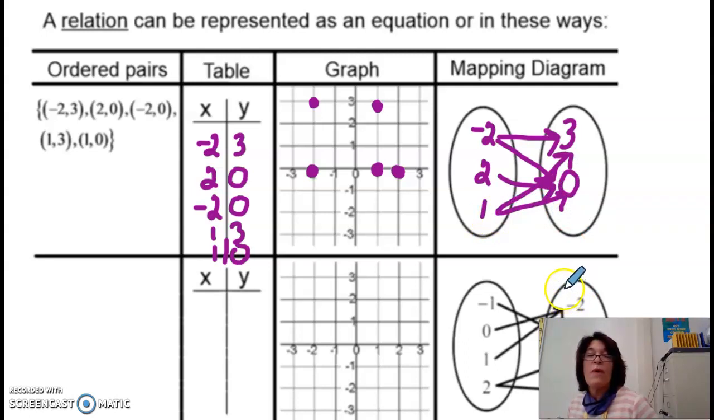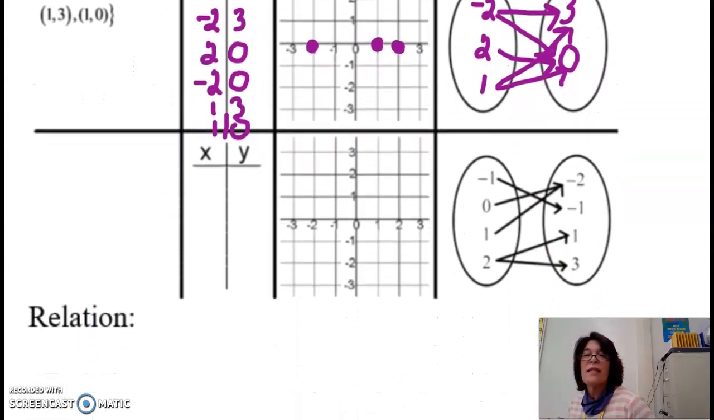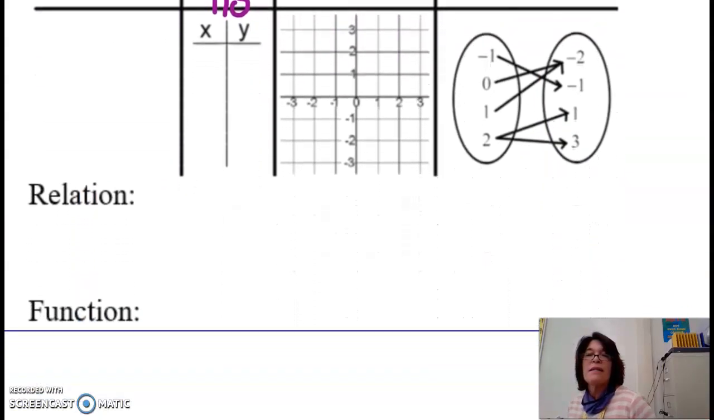These are 4 ways that we represent the relation -2, 3, 2, 0, -2, 0, 1, 3, and 1, 0. So you want to be able to represent the relation in any of those ways. This time it's given to us in a mapping. So take a second in your notes and lightly fill out how you think those would look.